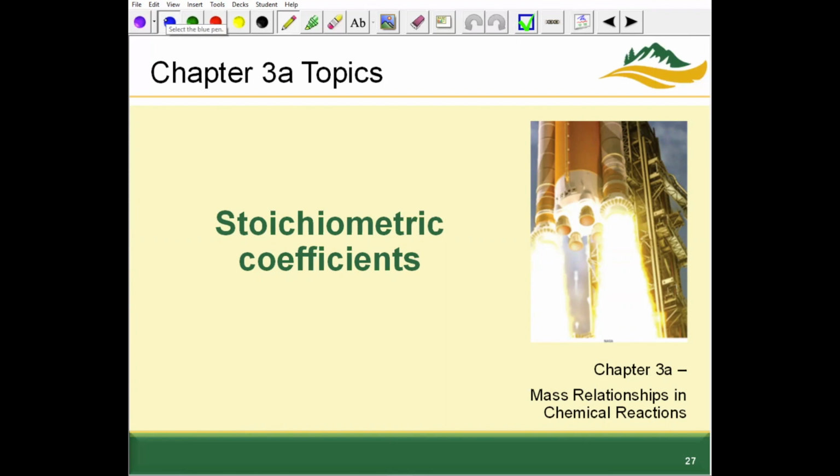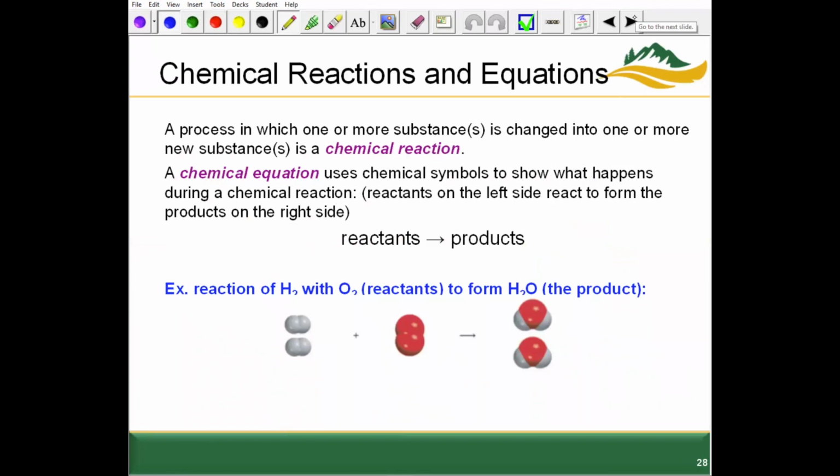For this next topic now, we're going to go through stoichiometric coefficients. To talk about this topic, we need to cover chemical reactions now. You might hear it called a chemical reaction or a chemical equation, where this is a process in which one or more substances is changed into one or more new substances. So that's the reaction, and for every reaction, we can write out a chemical equation. For every chemical equation, every chemical reaction, we have the term reactants going to products. Reactants are always on the left-hand side, products are always on the right, separated by this reaction arrow.